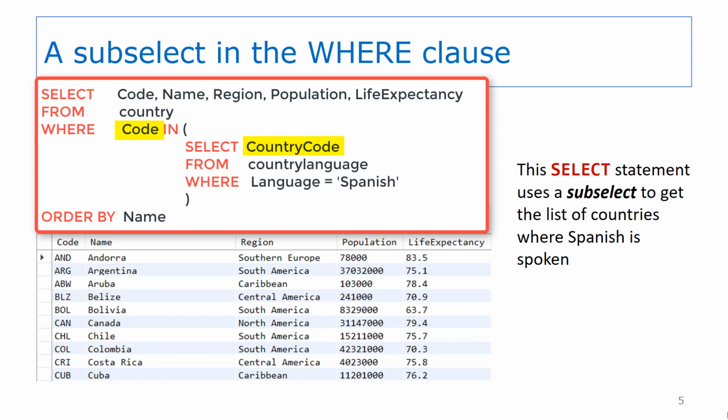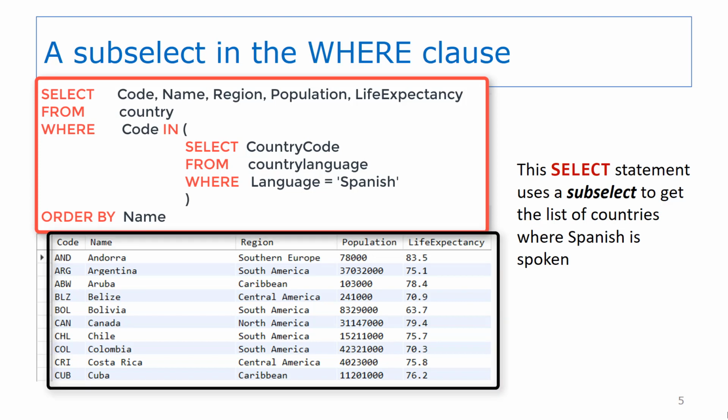In both tables, the columns are defined as character data 3 characters long. It would be possible to use different data types if you cast one of the columns to the data type of the other column. For now, we'll keep it simple and just use a subselect where the column that is returned in the results set is the same data type as the column that is used with the in keyword. The end result of running this statement is the same as if you had coded in the list of codes inside the parentheses of the in clause. AND, ARG, ABW, and so on.